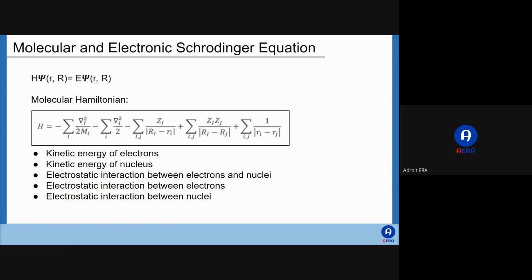The first one is the kinetic energy of electrons. The second one is the kinetic energy of nucleus. The third one is the electrostatic interaction between electrons and nuclei. The fourth one is the electrostatic interactions between only electrons. And the fifth one is the electrostatic interaction between nuclei.